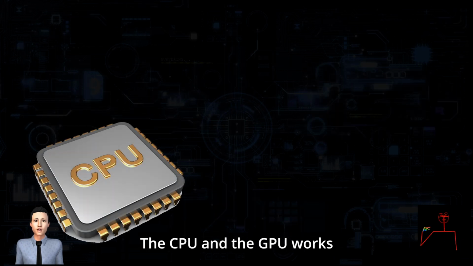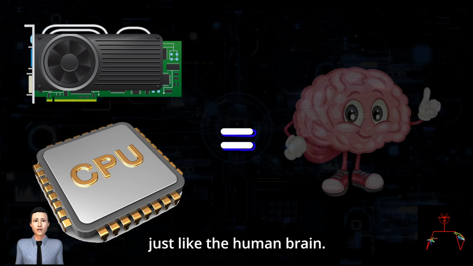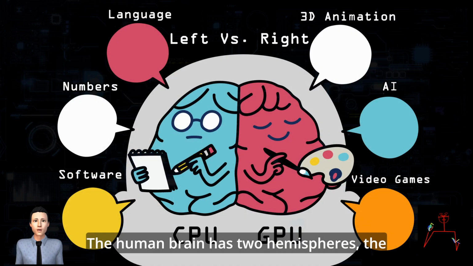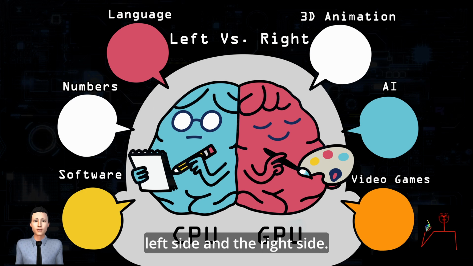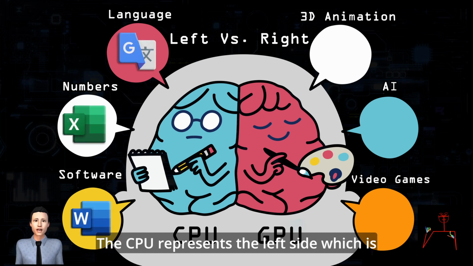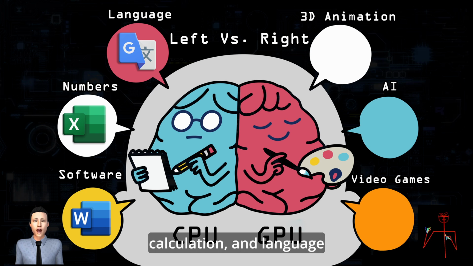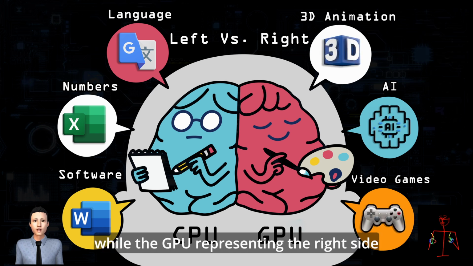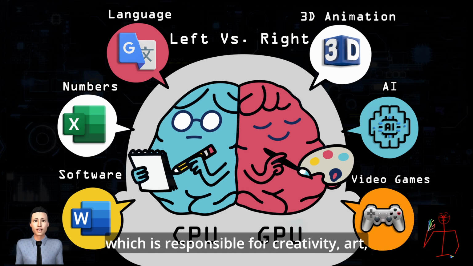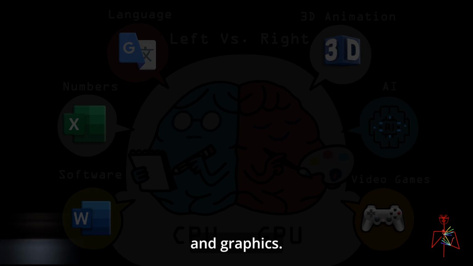The CPU and the GPU work just like the human brain. The human brain has 2 hemispheres, the left side and the right side. The CPU represents the left side, which is responsible for logic, calculation, and language, while the GPU represents the right side, which is responsible for creativity, art, and graphics.